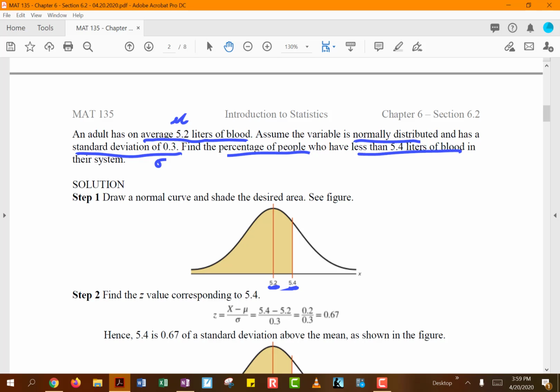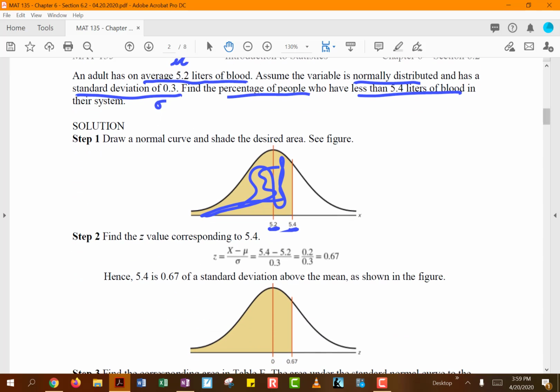So of course, we're basically trying to find the area of this shaded part over here, right? So the first step we are going to do is find our z value. So we take this data value of 5.4, which is going to be our x value over here. We subtract from our mean, which is 5.2, and then divide that by the standard deviation of 0.3. And of course, you will see this comes out to be 0.2 divided by 0.3, which gives you a z value of 0.67.